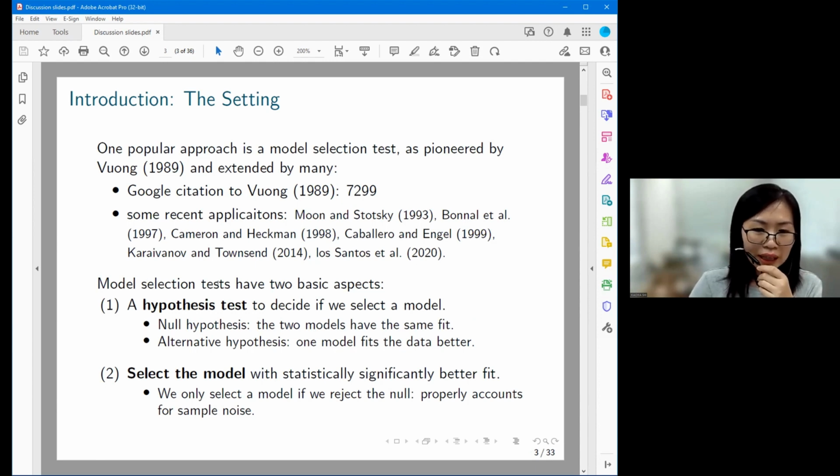So what's a model selection test? A model selection test is to select a model by doing a hypothesis test, right? So it's going to be able to tell you which model is better, but not only that, it's going to be able to tell you which model is better in a statistically significant way. So it properly accounts for sample noise. That's what a model selection test tries to do.